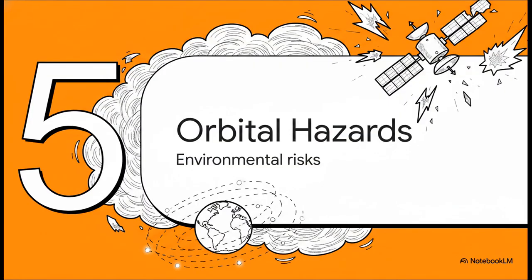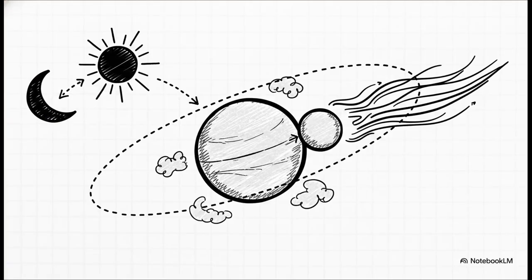Phase 5. Surviving long-term orbital hazards. Mitigating environmental risks in space. Listen, getting to orbit isn't the end of the story. To maintain stable flight, you, as the mission planner, have to mitigate some serious external variables.